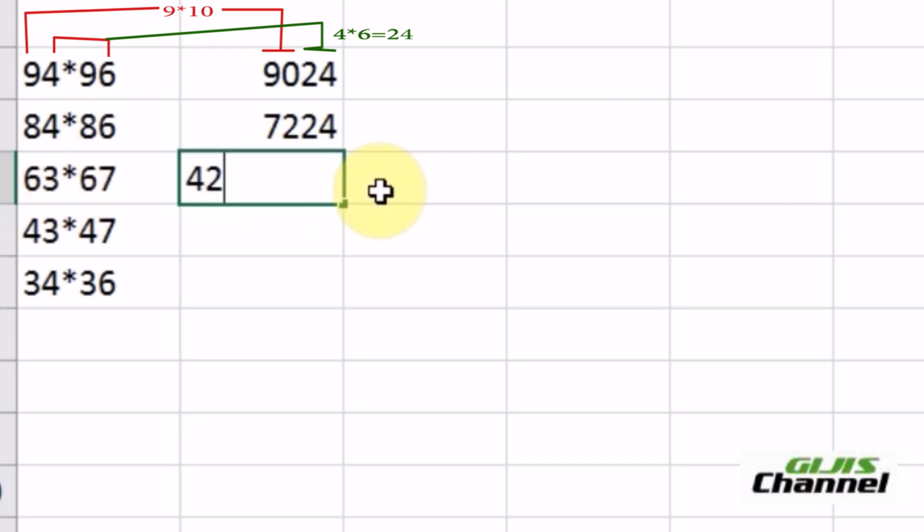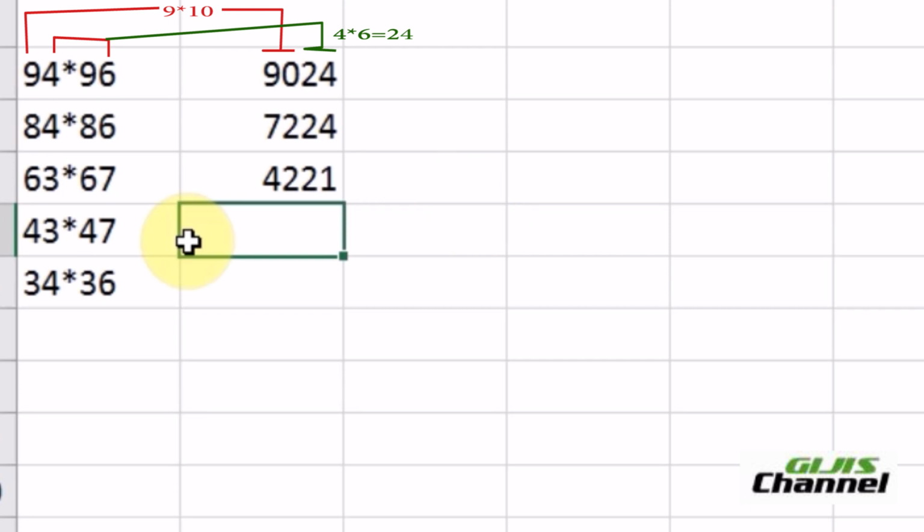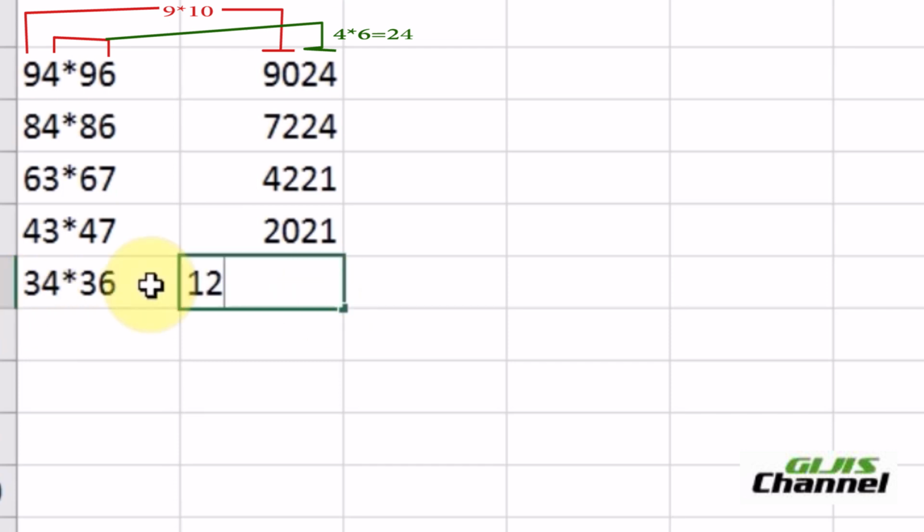Again, the condition: 6 times 7, 42. Now multiply 3 times 7, 21. Okay, now the next multiplication, 4 times 5, 20, and 7 times 3, 21. So 34 times 36: 3 times 4, 12, and 4 times 6, 24.